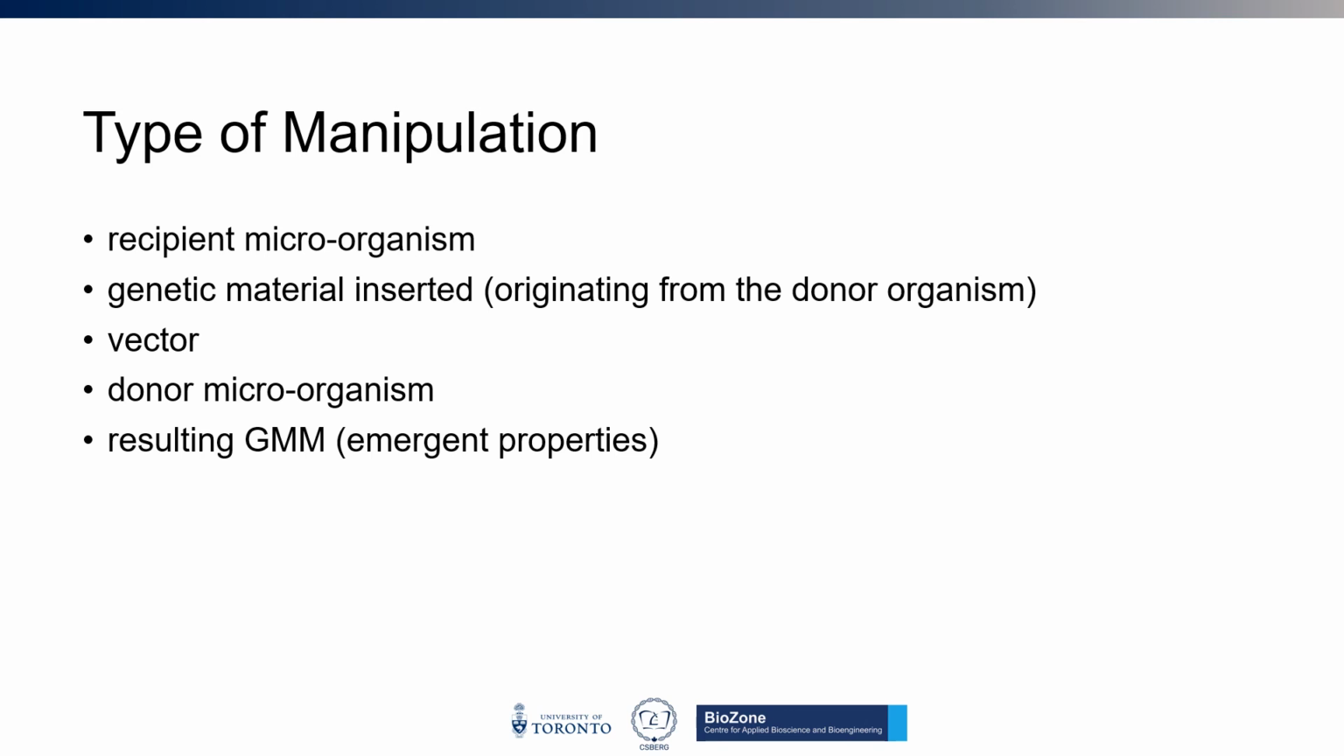Once you've engineered an organism in a certain way, does it now have properties that are different from both the host as well as the donor organism? Is there something different in the way it acts, and that can impact the level of risk that you assign to something?